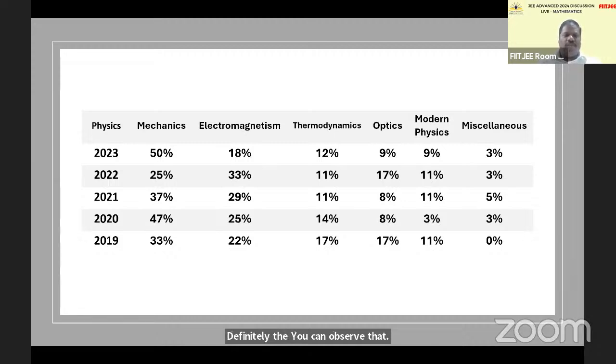in 2022, we had more of electromagnetics as 33 percent, but again, it was less in mechanics. So it kept on changing. So these are the figures that will give you a rough idea. It is not exactly that it will go as it is. That's why we have given the last 5 years' figures for you to analyze and decide based on the factors we have covered right now.